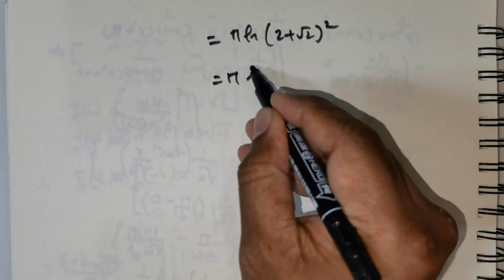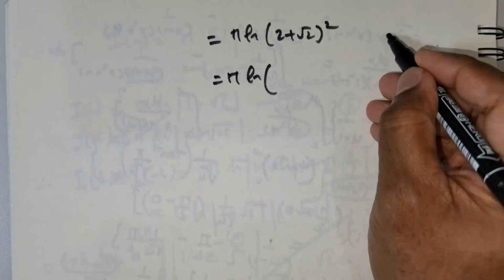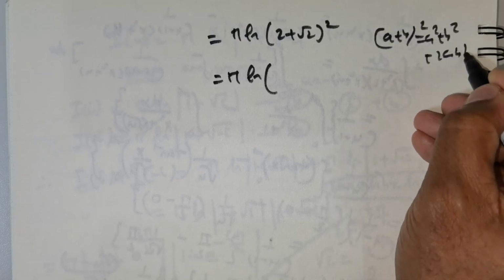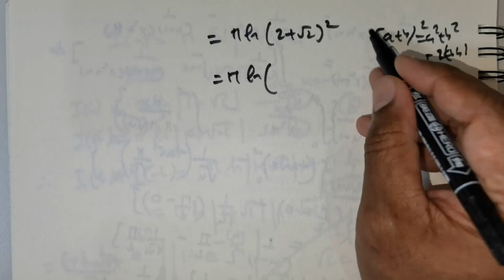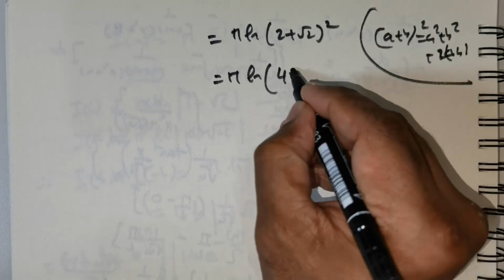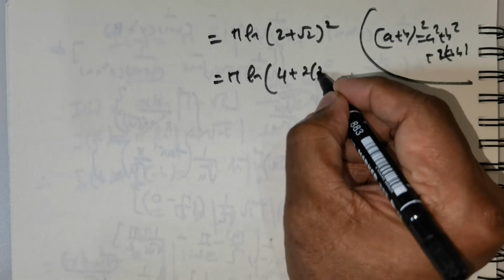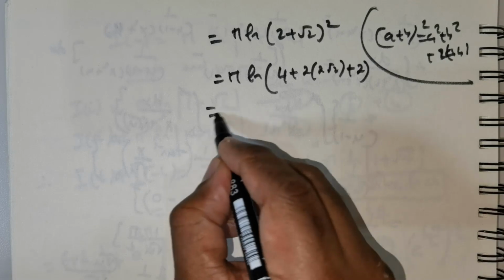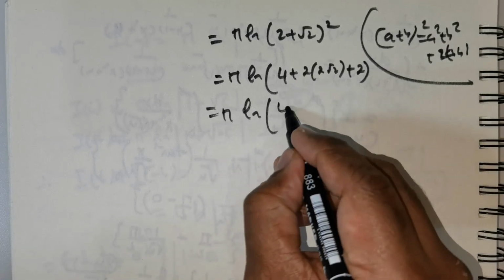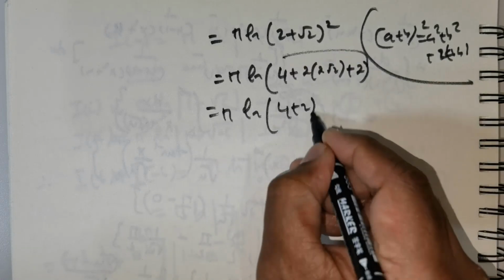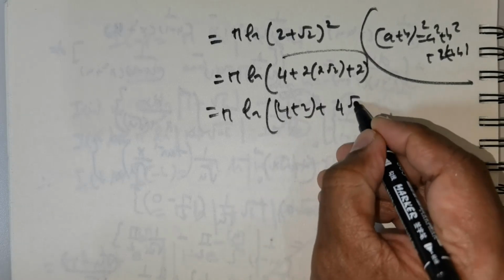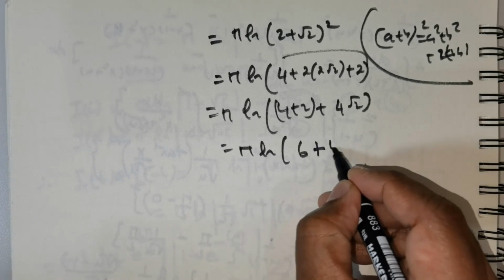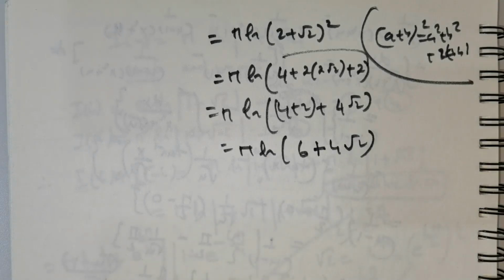So now what we need to do is we need to expand this. I would be utilizing the (a + b) whole squared formula, which is a squared + b squared + 2ab. So utilizing this, I would get 4 + 2 times root 2 + root 2 squared, that's going to be 2. So this is going to be π times ln of 4 added with 2 + 2 times 2 is 4 times the root 2. Now this is going to be π times the ln of 6 + 4 times root 2. So this is what we've got.